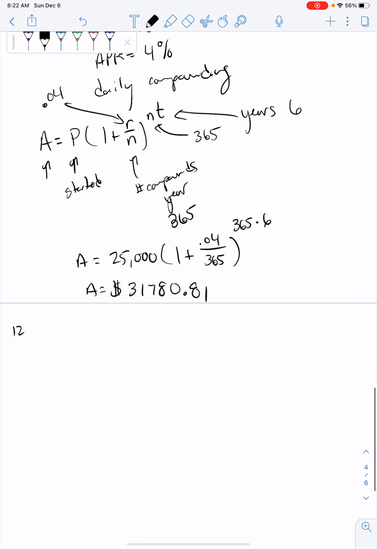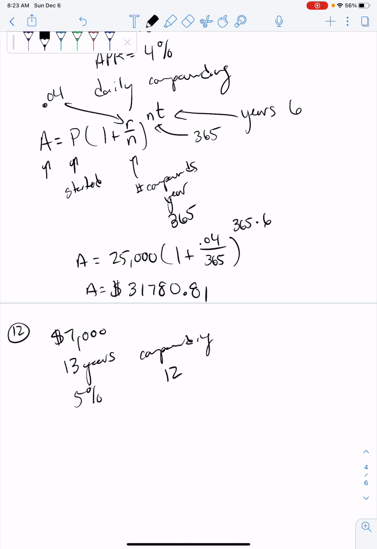Okay, number 12. Number 12, we use the same formula, but this time, mine says that we're investing $7,000, and it's for 13 years. My APR is 5%, and I'm monthly compounding. So I'm compounding 12 times a year because I'm compounding every month.